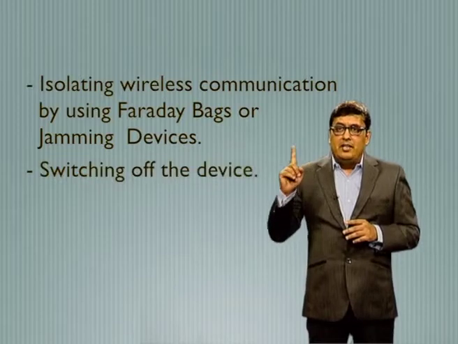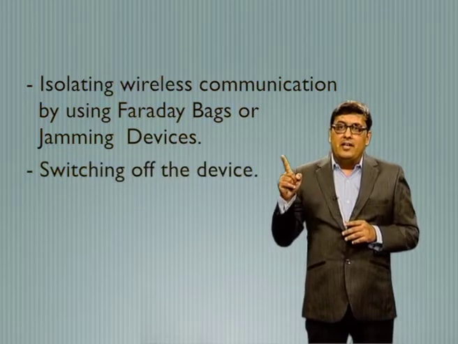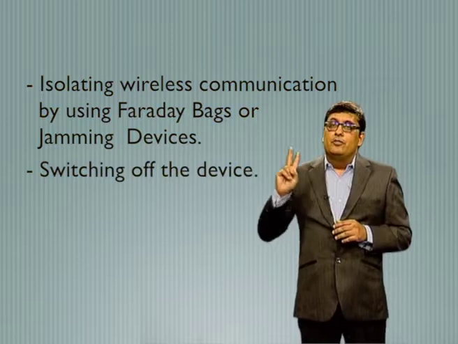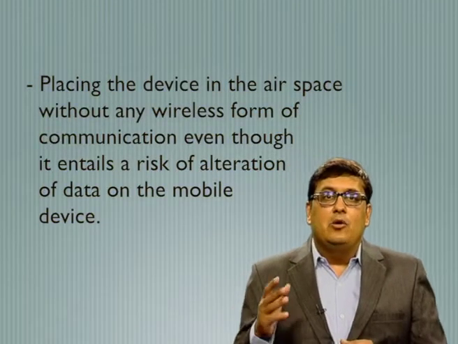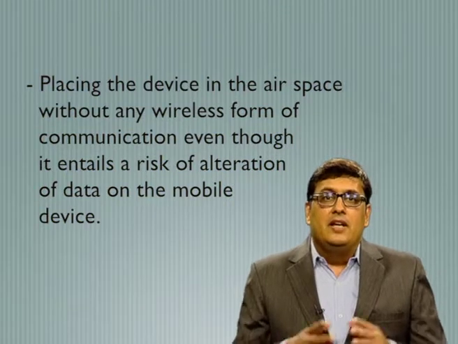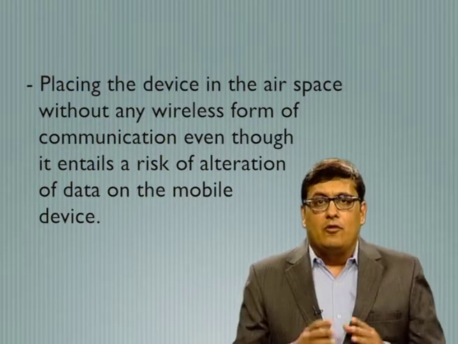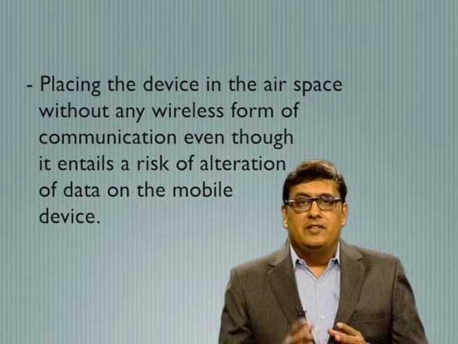The isolation process must be performed in order to present data from the mobile device before court as valid and with unquestionable integrity. The isolation process of a mobile device can be performed in three basic ways: isolating wireless communication by using Faraday bags or jamming devices, switching off the device, or placing the device in airplane mode without any wireless form of communication, even though it entails a risk of alteration of data on the mobile device.